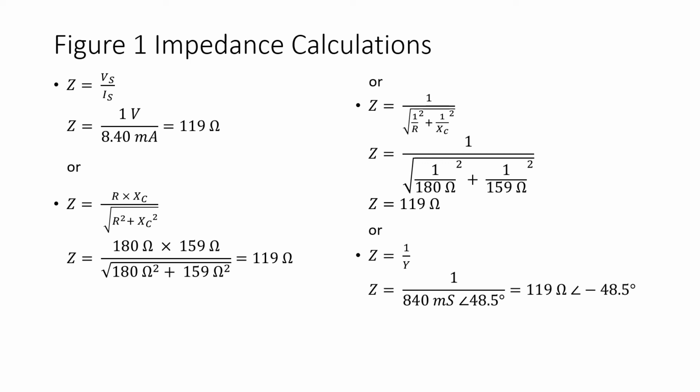And we can also use the reciprocal formula to calculate impedance. 1 over the square root of 1 over R squared plus 1 over X sub C squared gives us 119 ohms. And lastly, we can find impedance by finding the reciprocal of admittance. 1 over 8.40 millisiemens at 48.5 degrees gives us 119 ohms at negative 48.5 degrees.